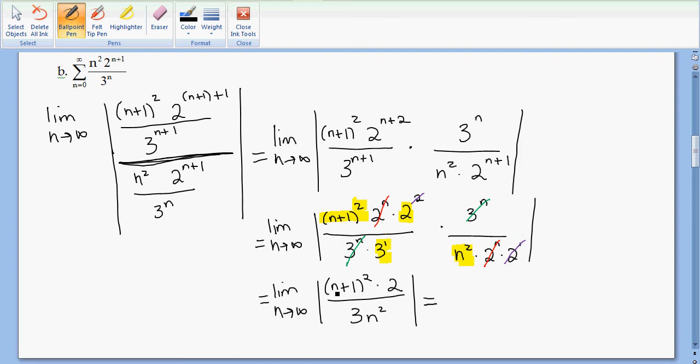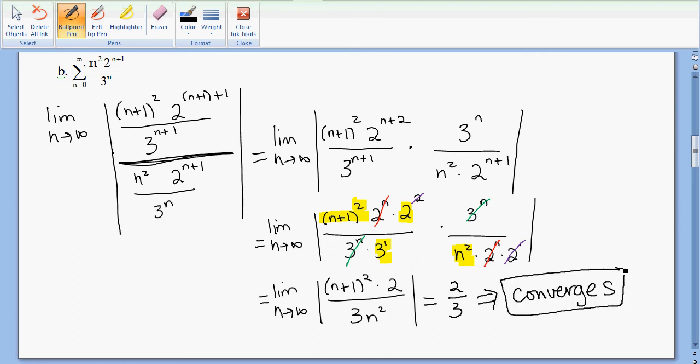But I can see that if I square n plus 1, I'm going to have n squared with a 1 as a coefficient here. When I multiply it by the 2, I'm going to have a 2n squared in the numerator and a 3n squared in the denominator, so I get 2/3 as my limit. Again, if you can't see that, then go through the math and pause the video and make sure you can confirm that. So since 2/3 is less than 1, our ratio test tells us that our original series converges.